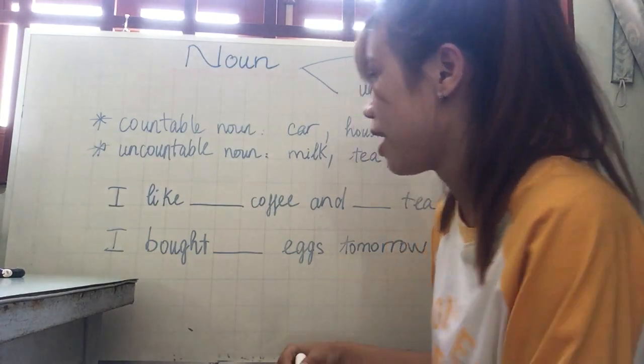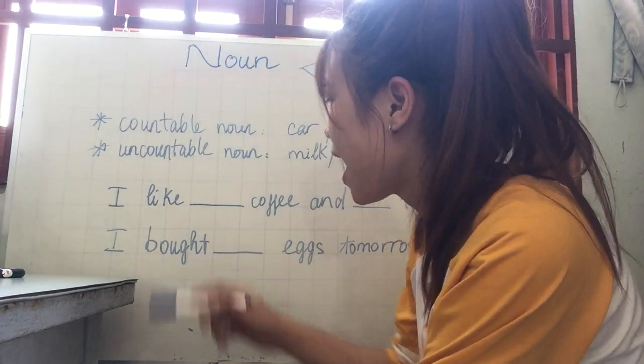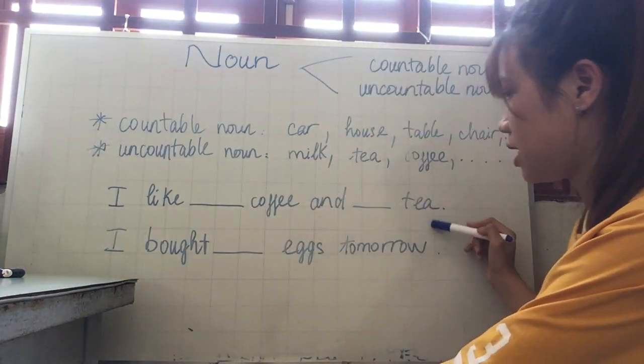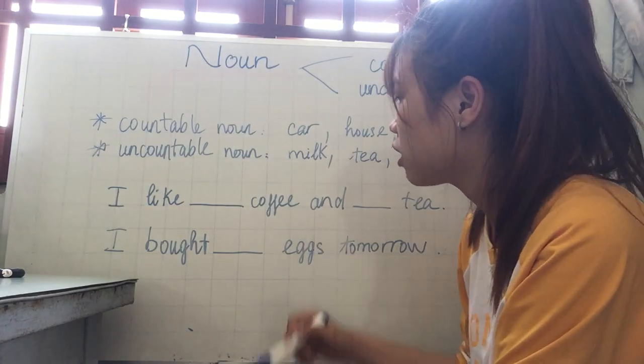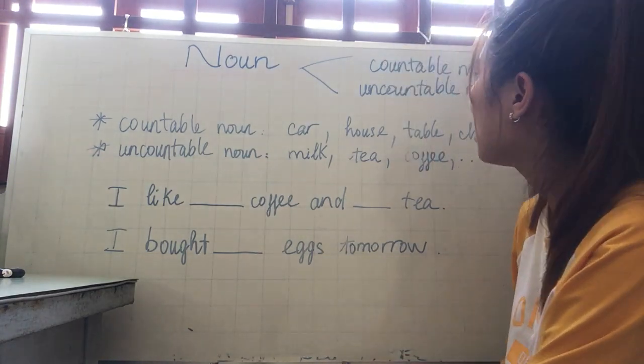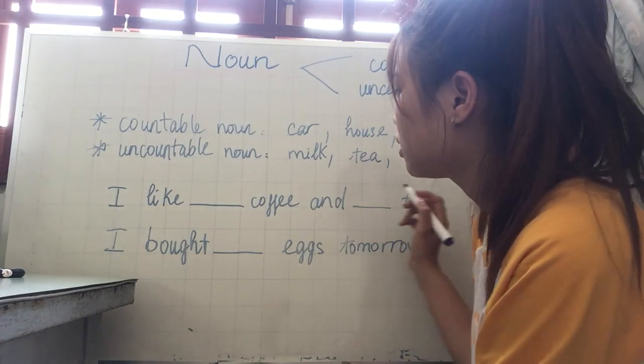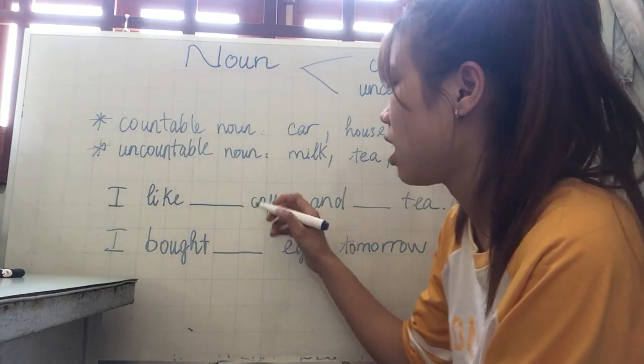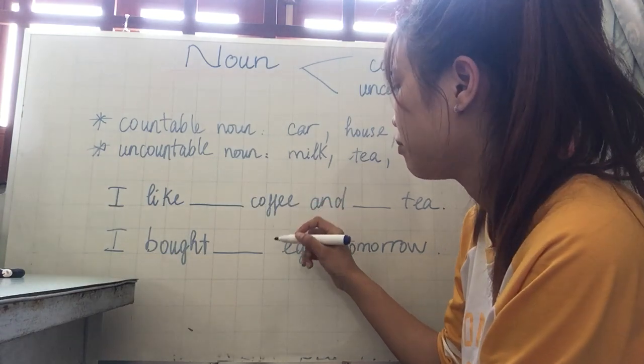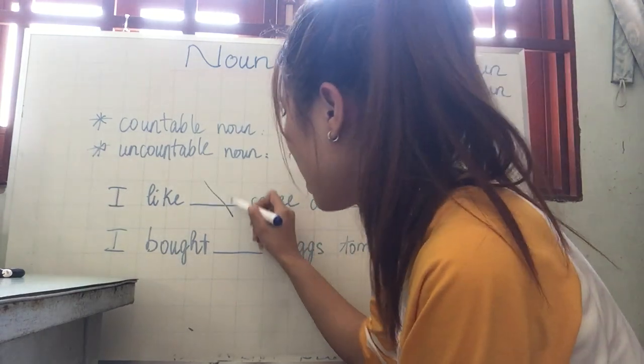For example, I have a sentence: I like coffee and tea. As you know, coffee and tea are uncountable nouns, and we cannot add an article before coffee and tea. That's right.